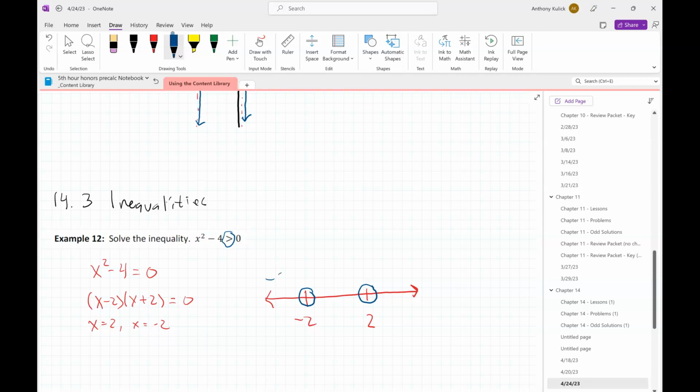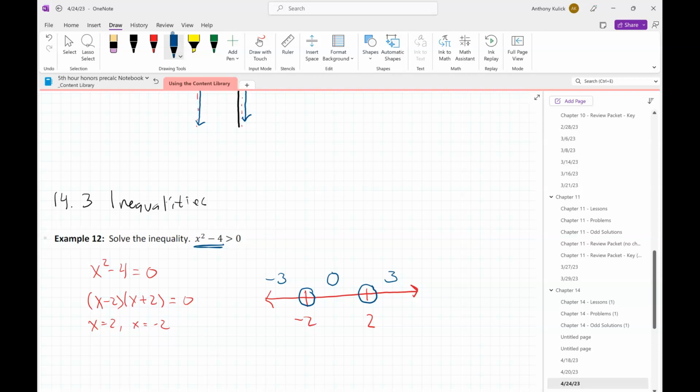And then I'm going to pick some test values. I'm going to pick a value between -∞ and -2. It doesn't really matter what it is. I'm going to choose -3. Then I'm going to pick a test value between -2 and +2. I'm going to pick 0. And then I pick a test value between 2 and +∞. I'll pick 3. It doesn't really matter what it is, though. So far, so good. I'm going to now plug those into the function and see what I get.